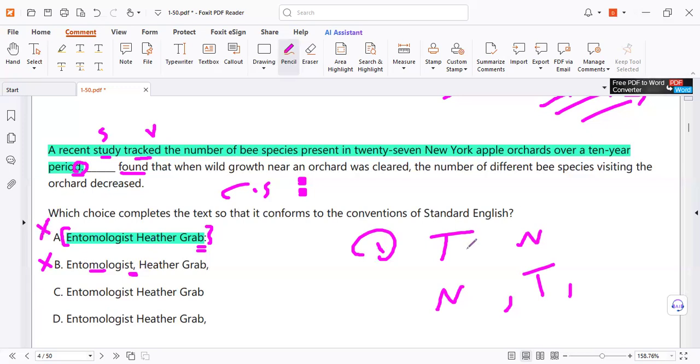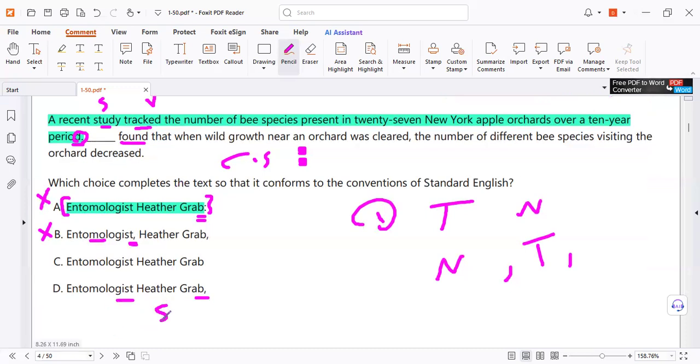Here we have the title name wrong, of course. Now we have a comma. Look, this is the subject of the verb. Why? Because who found that, and when? The entomologist. So that means this is a subject, and then comma, and then verb and then complement. Common mistake, wrong.